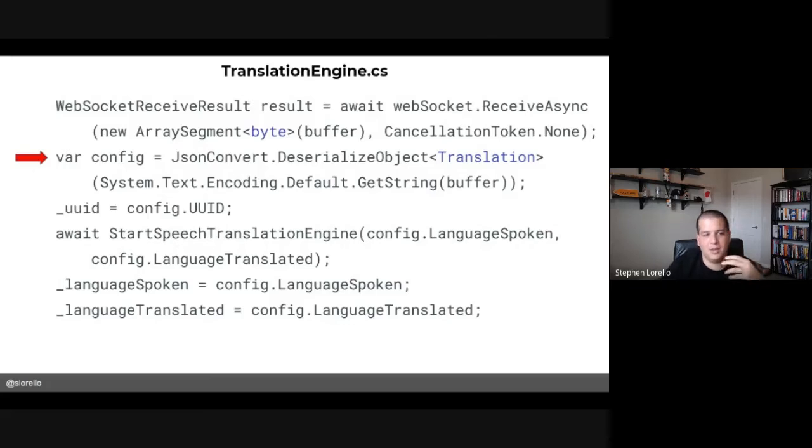Like set up the UUID for this class. I'll call this start speech translation engine, which we'll get to in a minute. And then I'll set the language spoken and language translated for this object.